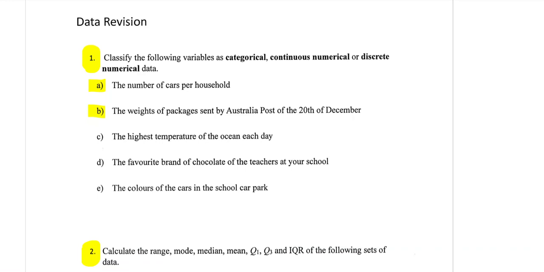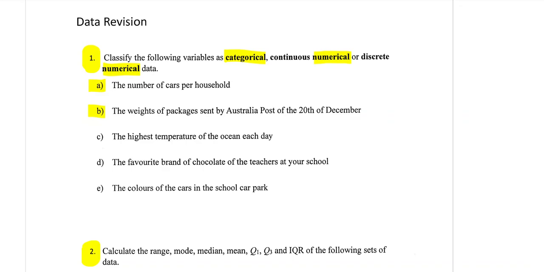Okay, question 1 for data. We want to classify the following variables as categorical, continuous numerical, or discrete numerical. So, categorical means that they're word answers, categories like colours or something like that, whereas the other ones are both numerical. We have two types of numerical, which are one is continuous and one is discrete.